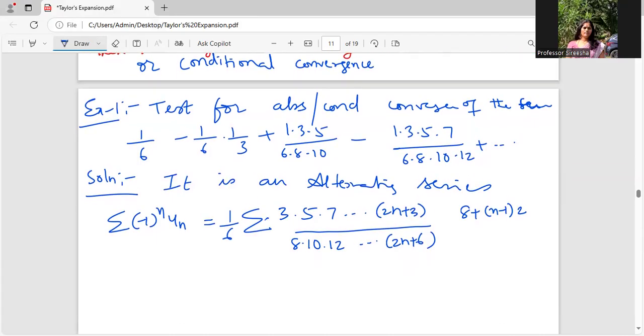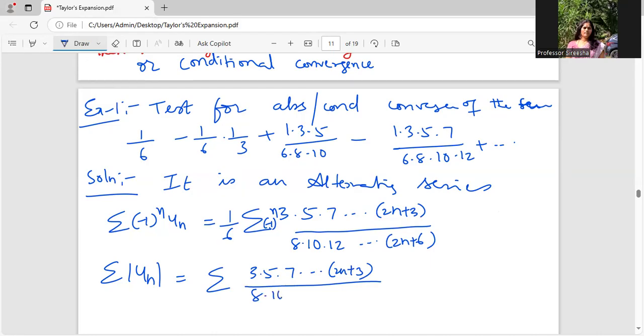I have minus 1 power n also, guys, because it's an alternating series. Now for checking absolute convergence, I'll be considering summation mod un. Of course, 1 by 6 is there; at the end, I can multiply. So I'll be having summation mod 3 into, of course, I have taken the modulus, so minus 1 vanishes off and I need not take mod. I'll be having 3 into 5 into 7 and so on, 2n plus 3, by 8 into 10 into 12 and so on, 2n plus 6. This is my nth term.